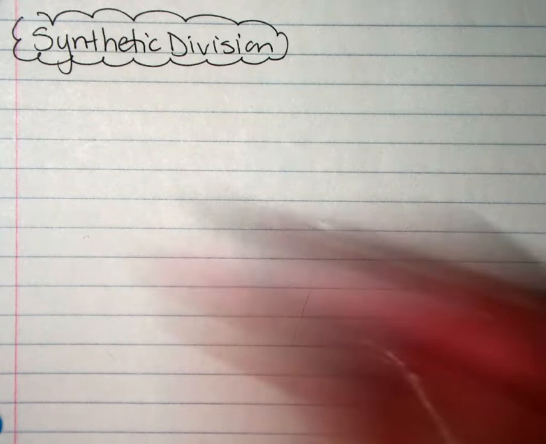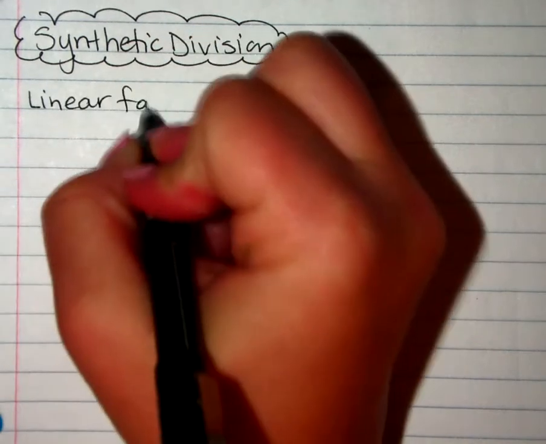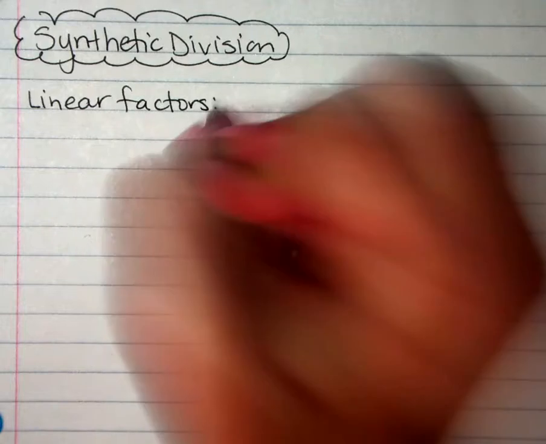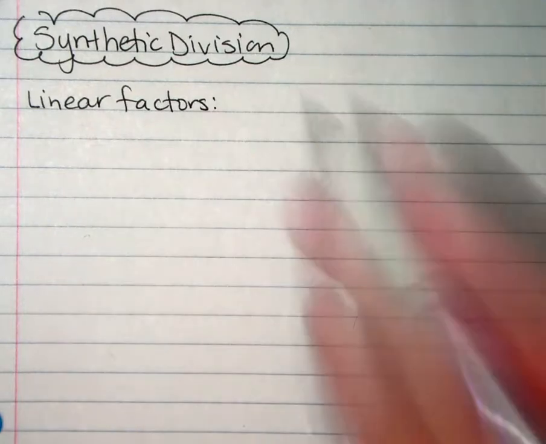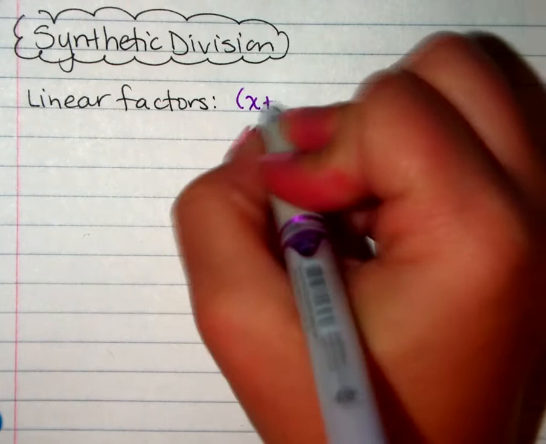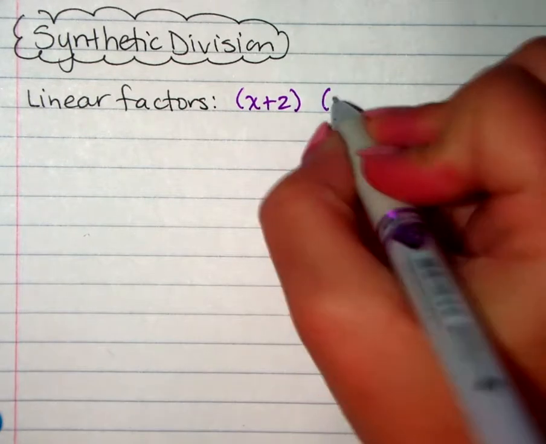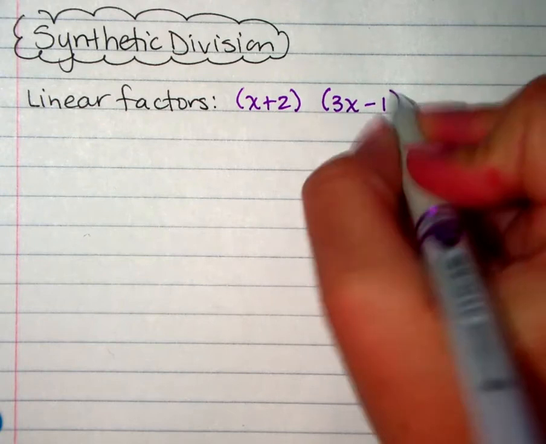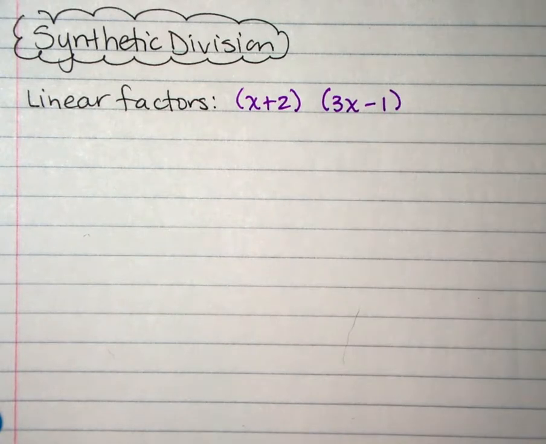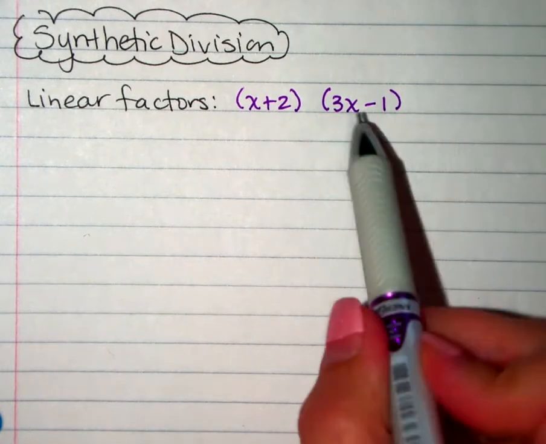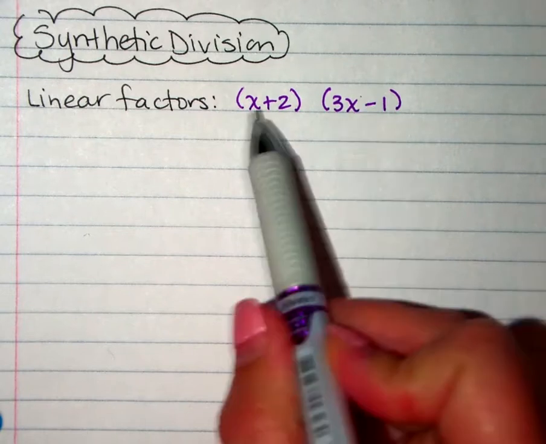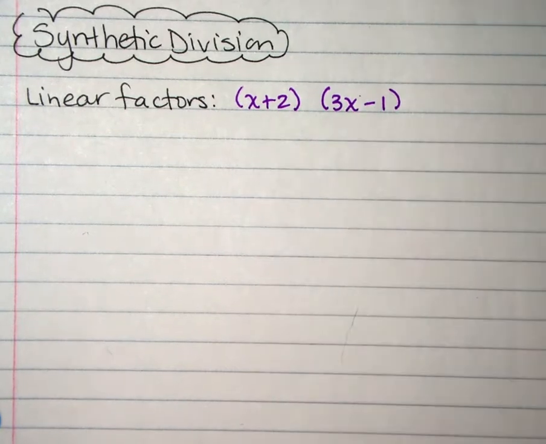For example, linear factors, these are factors such as x plus 2, possibly 3x minus 1, any kind of factor where the x is to the first power. So on both of these, my x is to the first power, which makes this a linear factor.